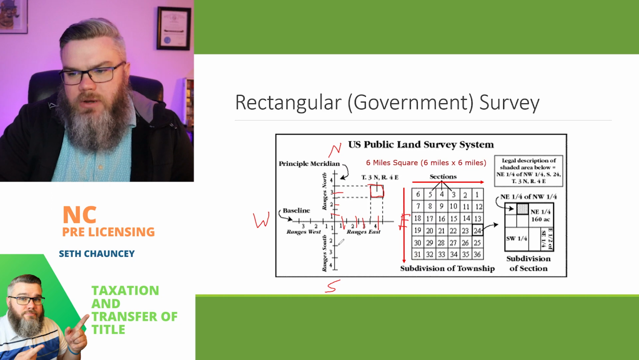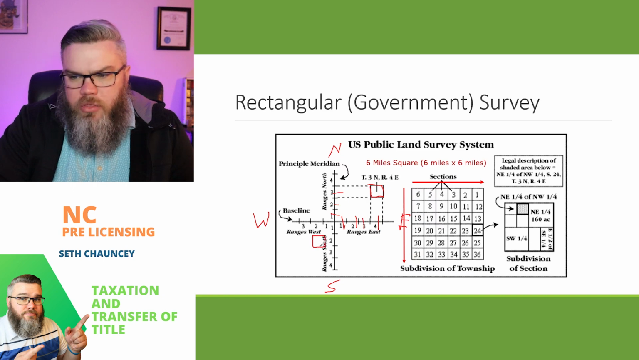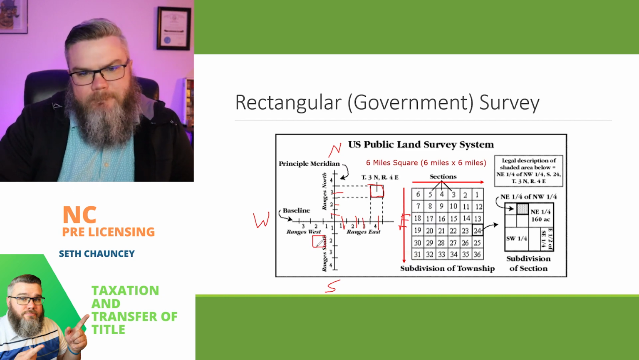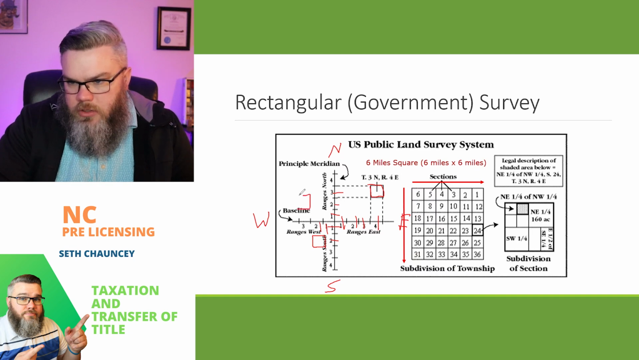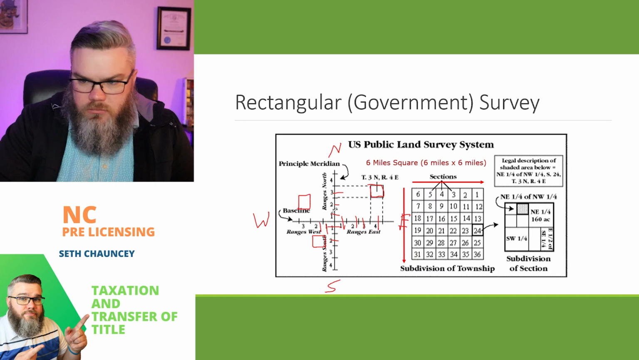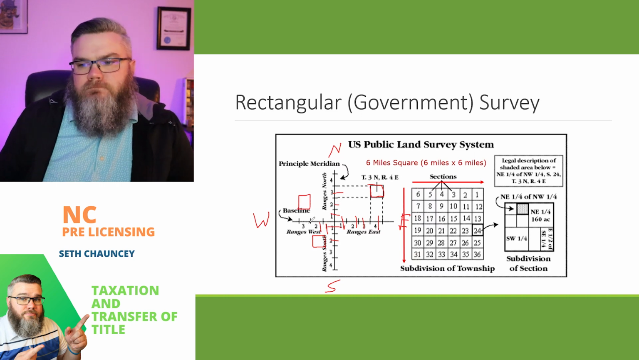If I was to come down here, this would be Township 2 South, Range 2 West, because it went down 1, 2 south, and then 1, 2 west. If I went over here, this would be Township 2 North, Range 3 West.